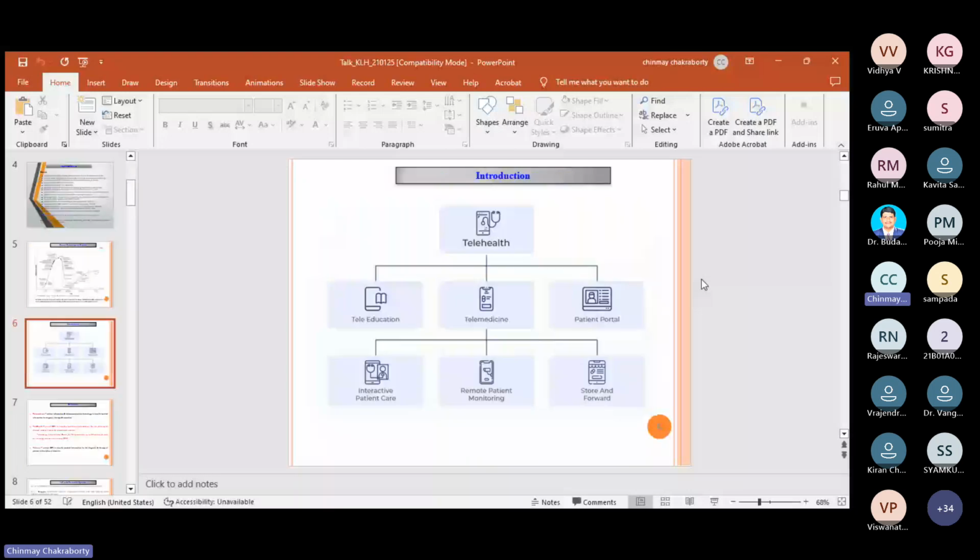Telehealth, basically tele means a communication platform, and here we can transmit medical and health data. So telehealth can be categorized in three portions: tele-education, telemedicine, and patient portal. Telemedicine is also categorized in three portions. One is interactive patient care, because we need to provide interactive information among the patients, doctors, and service providers, as well as remote patient monitoring.